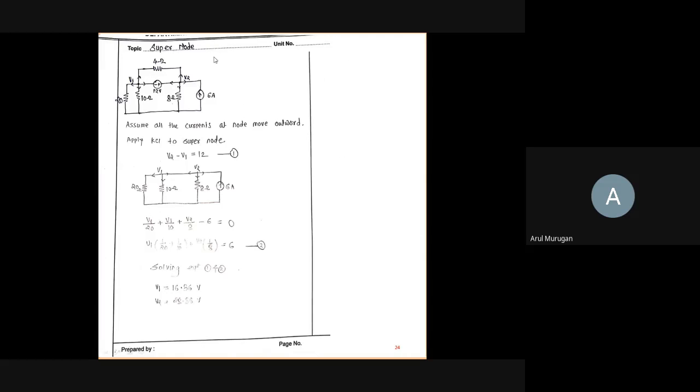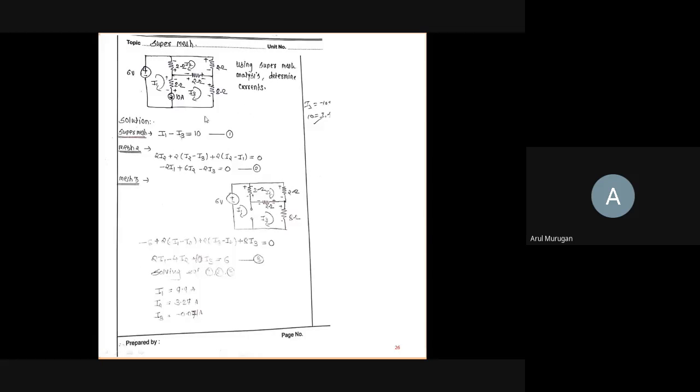Then the super node. What is a super node? When a voltage source is present between two nodes, you can write an equation from the voltage source. Where is the plus sign? The plus sign is connected to V2, so V2 minus V1 equals the source value, 12. After that, remove the voltage source and short circuit it. Then, as usual, assume outward directions and write the equations based on Kirchhoff's current law plus Ohm's law.